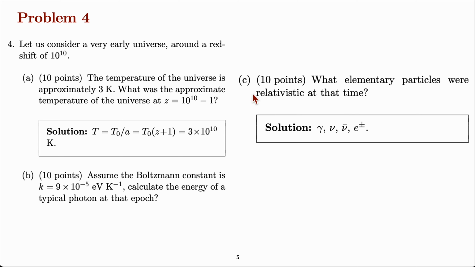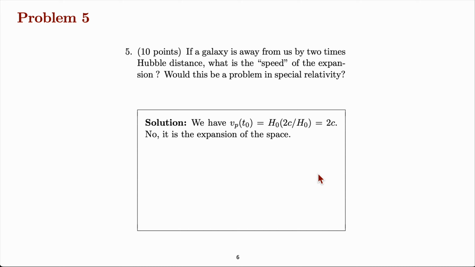And number C, 10 points. The question is, which elementary particles are relativistic at that time? It's 3 MeV. So gamma and neutrinos are surely relativistic, and the electron mass is 0.5 MeV. Compared with 3 MeV, electrons and positrons are supposed to be relativistic. Let's go to number 5.